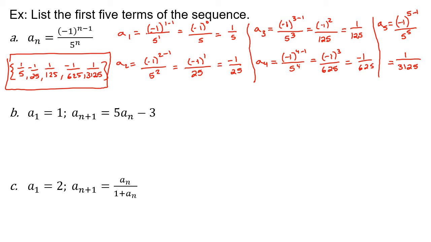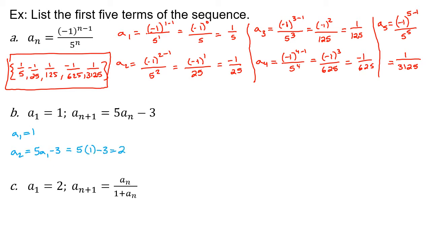That one is a sequence where the terms are all independent of each other. You don't need to know the first term to come up with the third term, for instance. But you could have, like in part B, a recursive formula where you use some part of it to come up with the next part. And B and C are both recursive. And so they tell you a sub 1 is 1. A sub 2 would be 5 times a sub 1 minus 3, or 5 times 1 minus 3, which is 2.